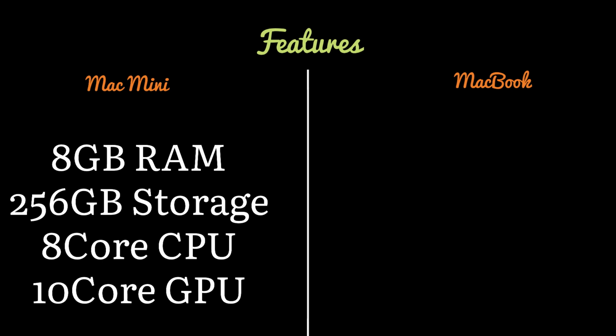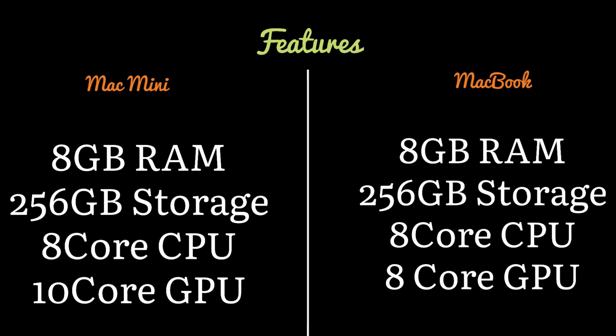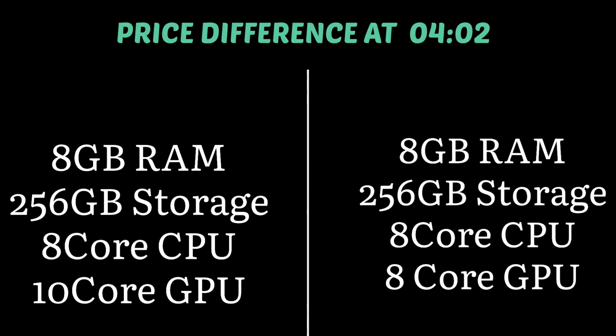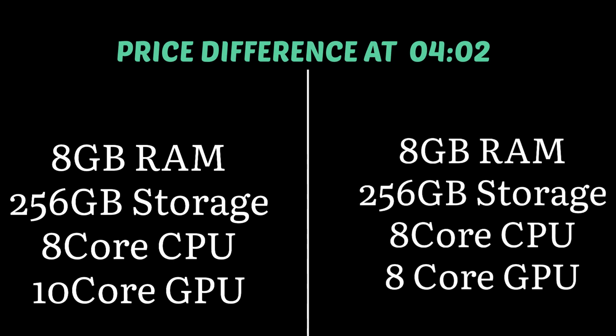Apart from that, you will get a Bluetooth and Wi-Fi of the latest versions. Whereas the baseline MacBook Air will have the same features, that is the 8GB RAM, 256GB of SSD storage, 8-core CPU but only 8-core GPU, that is 2 less than what Mac Mini had. So the features are more or less the same, but the only difference that will be created over here is about the price. The price difference comparison is included in the later part of this video. If you want, you can skip to that part.